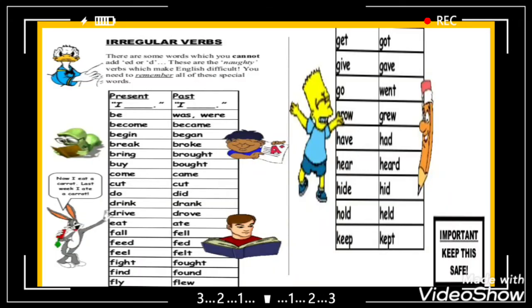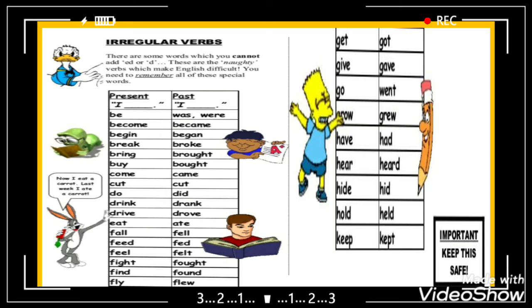Here are the irregular verbs. As I told you, we have two categories: regular verbs, verbs that end in D or ED or IED, and irregular verbs, verbs that completely change. You cannot add D or ED or IED. They are naughty verbs. You have to study them and remember them. Let's read them: the present and the past simple.